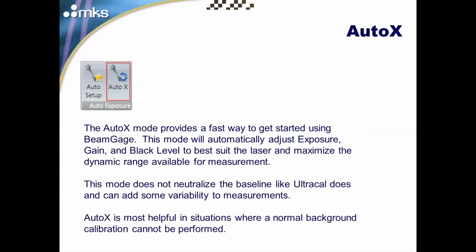So it's looking at your beam, seeing what the peak signal is, what the baseline looks like, and making a bunch of adjustments for you. It does not neutralize the baseline like Ultracal does, and that can add variability to your measurements. So if you're looking for just a quick up and go mode, AutoX can definitely do that. If you're looking for repeatability and precision, then you're going to want to do the auto setup and the more manual configuration of the profiler.